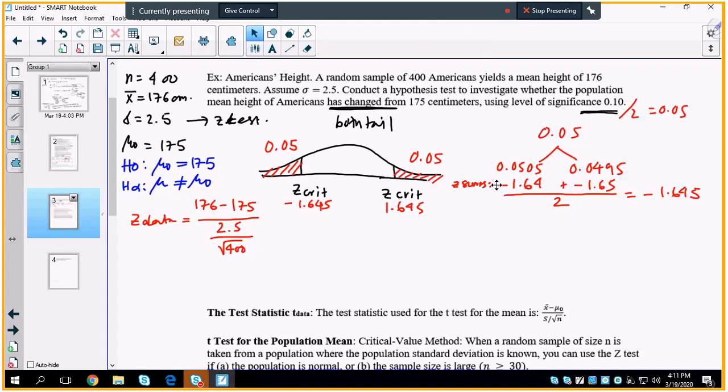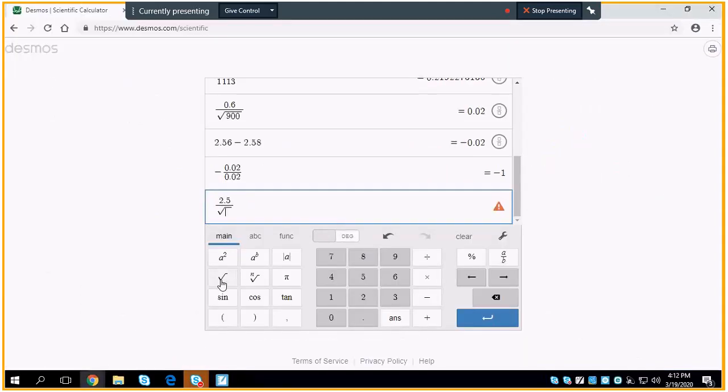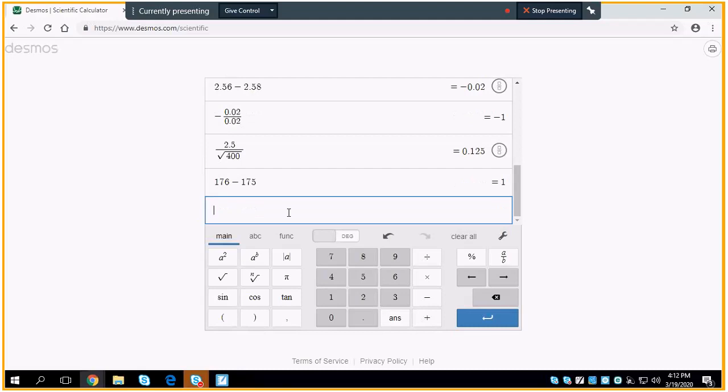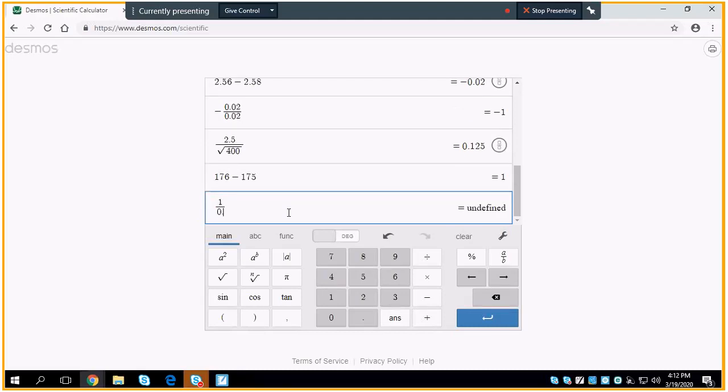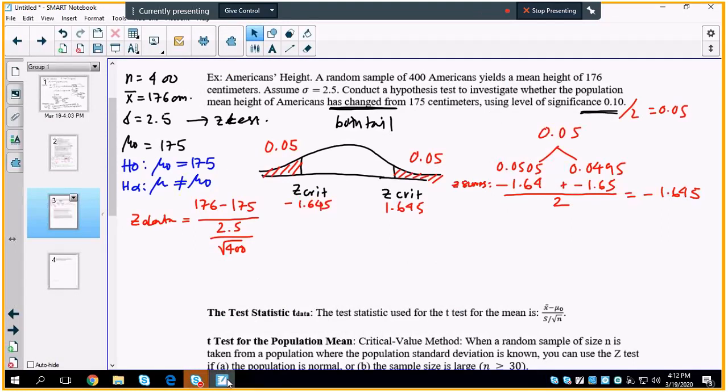We will evaluate 2.5 over the square root of 400 first. So in our calculator, go ahead and say 2.5 divided by the square root of 400, which is 0.125. And on the top, we have 176. The existing mean is 175. And so we get 1 and we divide it by 0.125. So I get 8. So let's find out the location of this Z data on the rejection table. So this one is 8.